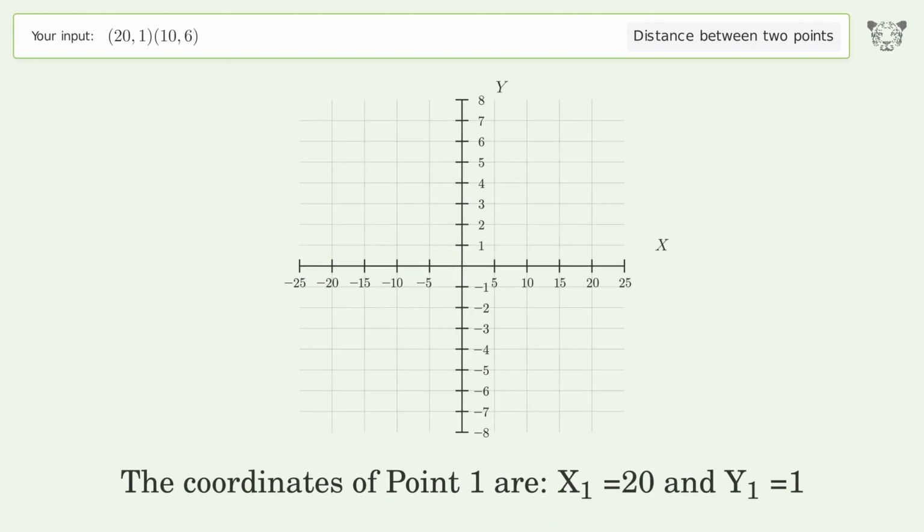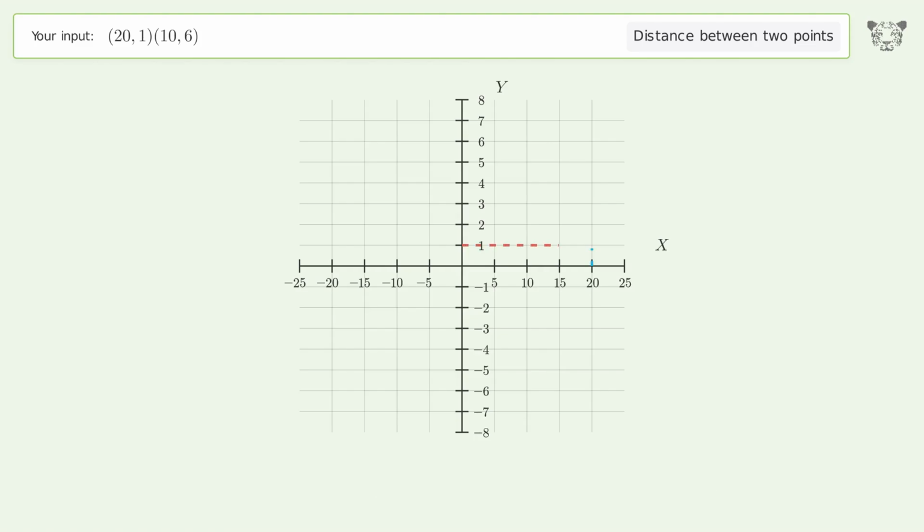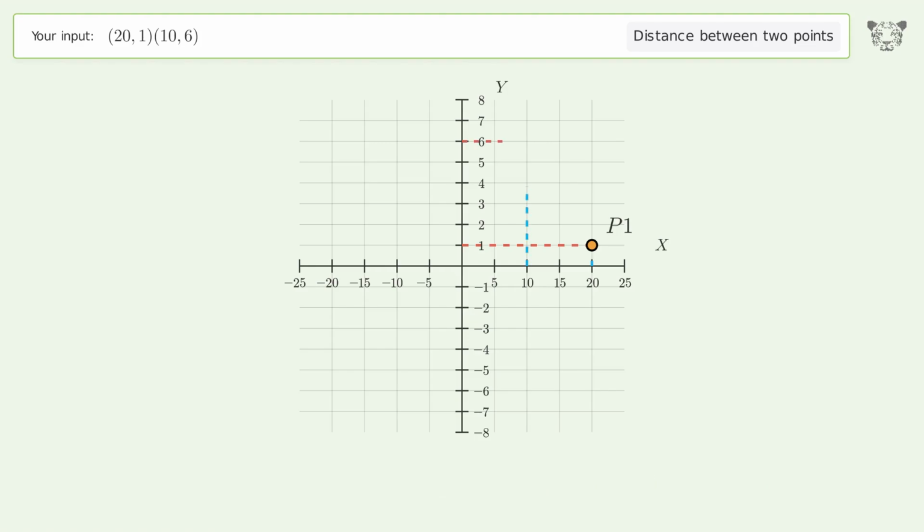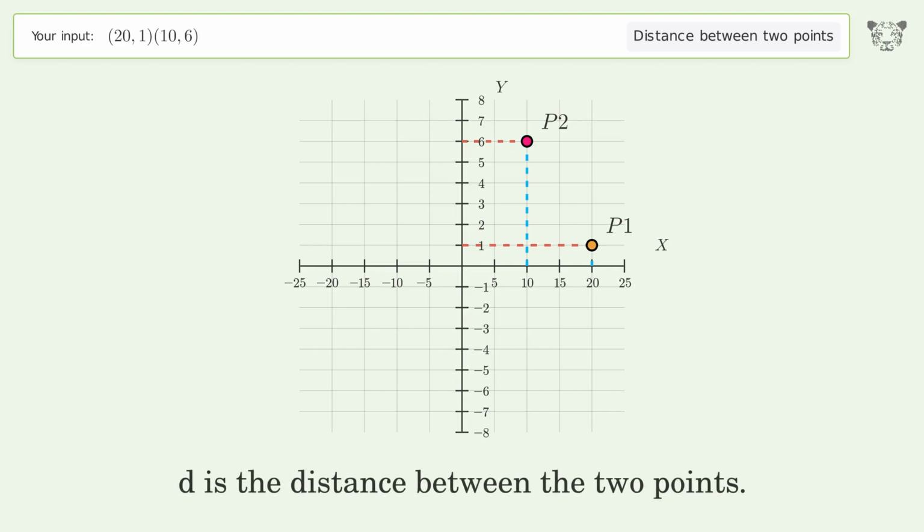The coordinates of point 1 are x1 equals 20 and y1 equals 1. The coordinates of point 2 are x2 equals 10 and y2 equals 6. D is the distance between the 2 points.